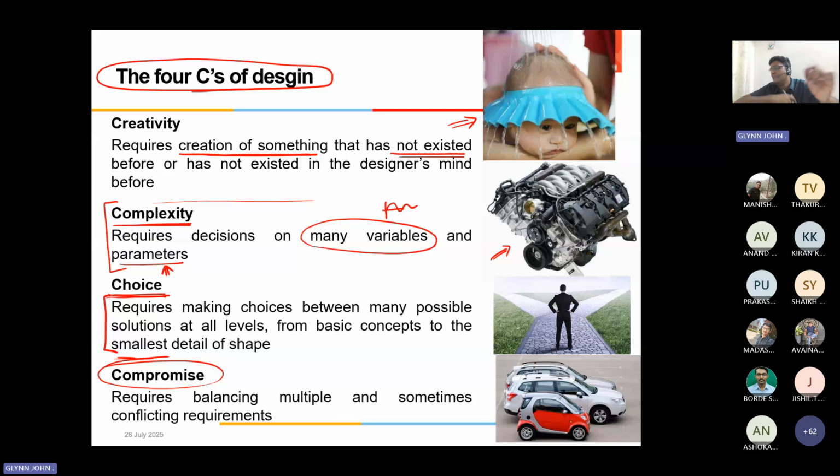So that way we have to choose materials, and while we make one decision, we have to make a compromise. So we have to deal with the 4 C's of design, right? When you are doing design, you have to deal with the 4 C's of design.